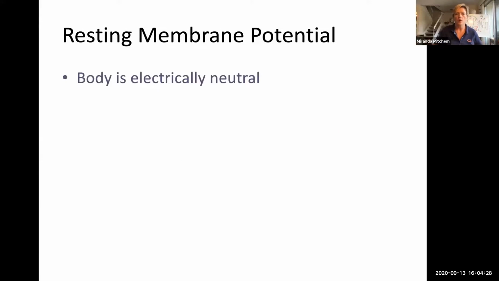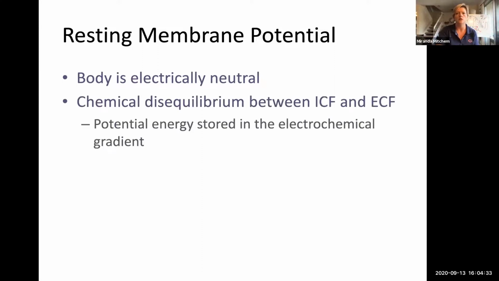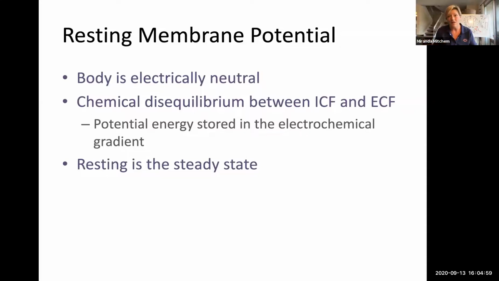So overall, you know, our body is electrically neutral, but we have to have this electrochemical gradient. And it comes because of that disequilibrium of chemicals. Again, different ion concentrations, different protein concentrations between the intracellular and extracellular environment. But also the potential energy that can be harnessed from that electrochemical gradient is important. So the resting is kind of the homeostasis. It's the baseline. And so we'll start at homeostasis, our resting membrane potential, and if we plot over time, we'll see changes in the voltage up and down.